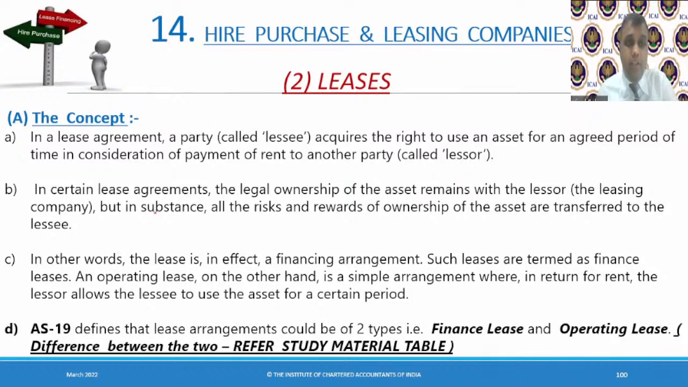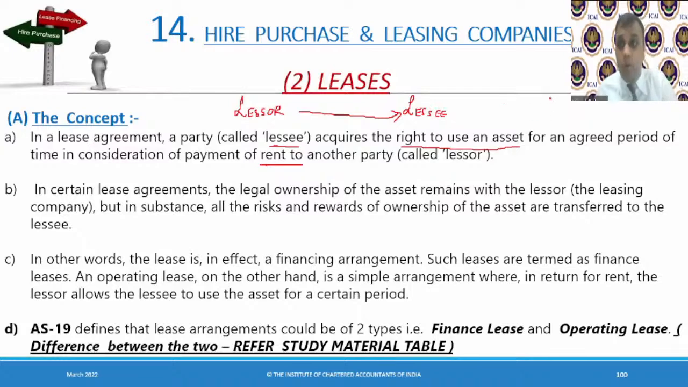So in a lease agreement, a party called lessee acquires the right to use an asset for an agreed period of time in consideration of payment of rent to the other party. So we have a lessor and the lessee. They enter into an agreement. The lessor is the owner. The lessee is the one who pays the rent.